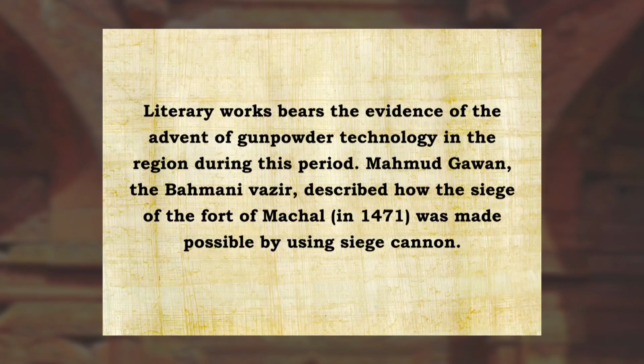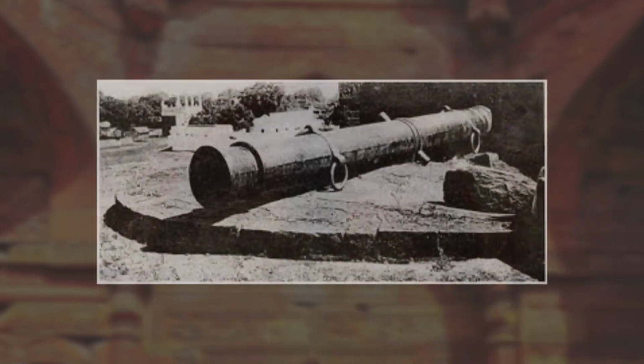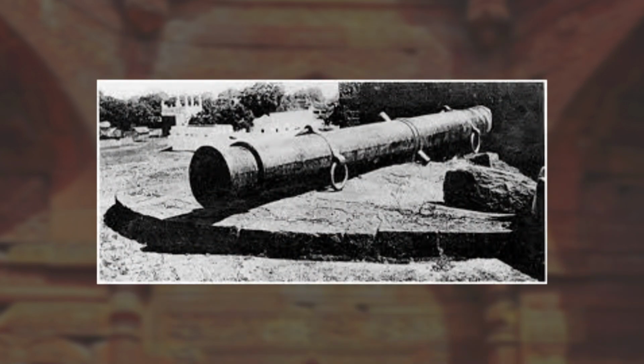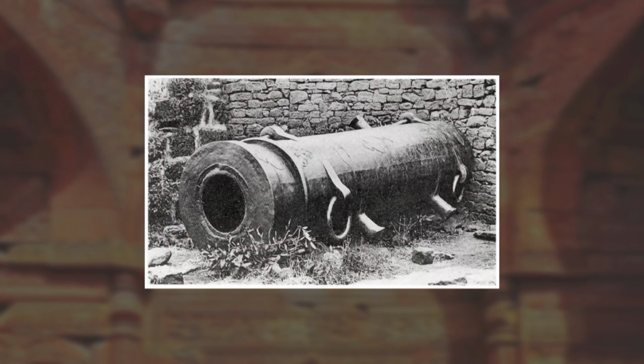Archaeological evidence suggests that gun ports were built by the Bahmani rulers into the walls of three principal forts, Bidar, Kalyana and Raichur. Literary works bear out the evidence of the advent of gunpowder technology in the region during this period. Mahmud Gawan, the Bahmani Wazir, described how the siege of the fort of Machal was made possible by using siege cannon. Persian chronicler Firishta also mentioned that Bahmani forces used cannon like the Tup and the Zarbuzan during their siege of Belgaum, which was an ally of Vijayanagar.